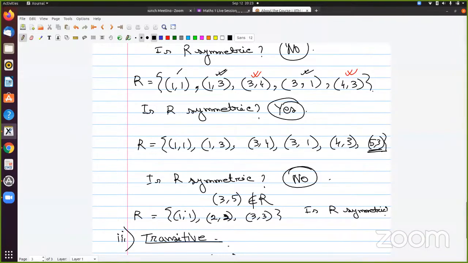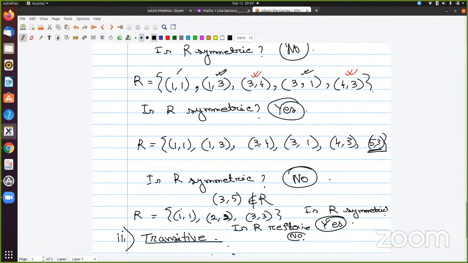If we interchange the position, we get the same thing, and that is inside R, right? But it is not reflexive, because 4, 4 and 5, 5 are not here. Exactly. So for symmetric, this is yes. For reflexive, this is no.